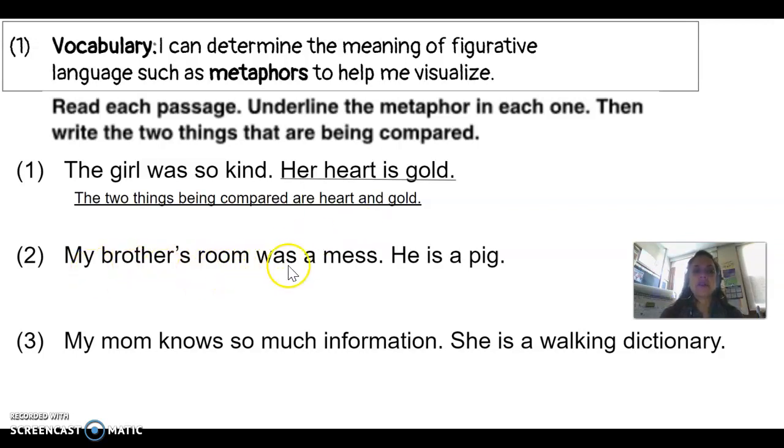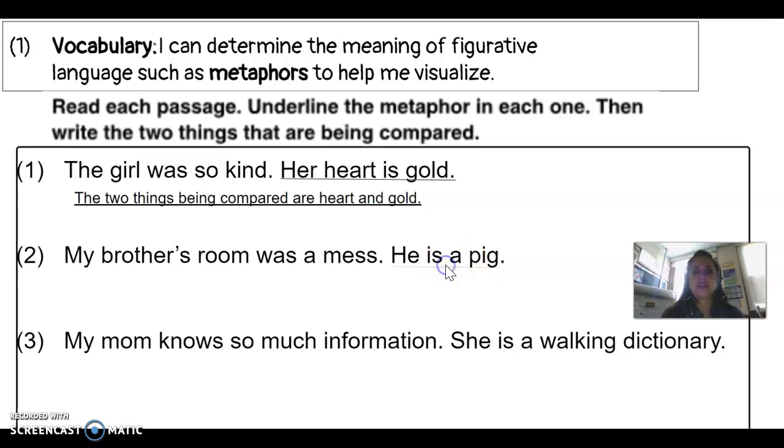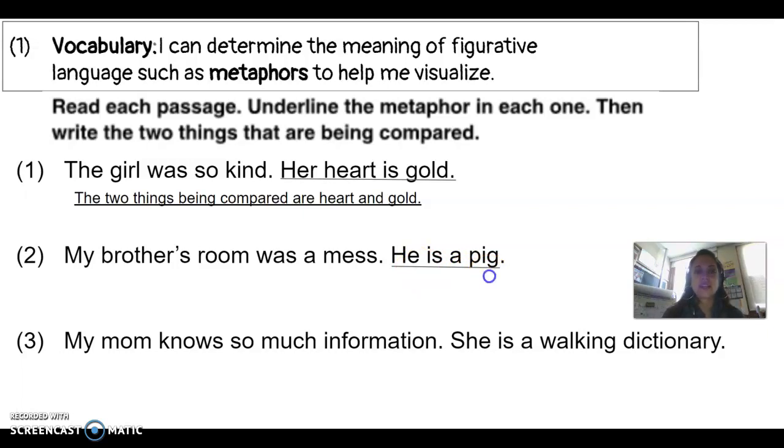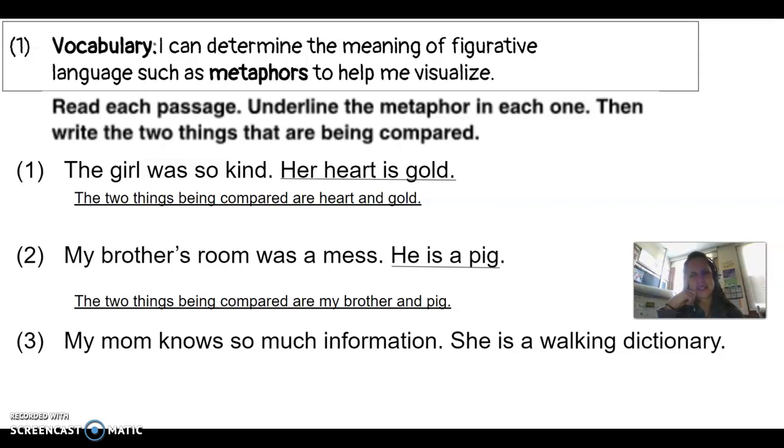Number 2, my brother's room was a mess. He is a pig. All right, what do you think the metaphor is? Let's check your thinking. He is a pig. What two things are being compared? Let's check your thinking. The two things being compared are my brother and pig. What does that help you visualize? That helps me to visualize how messy he is, because pigs can be very messy since they live in the mud.